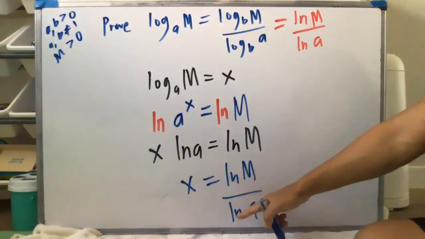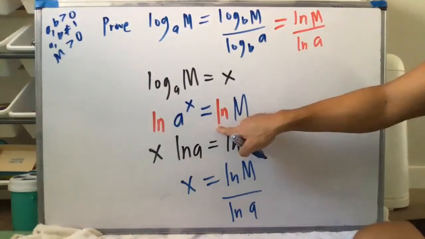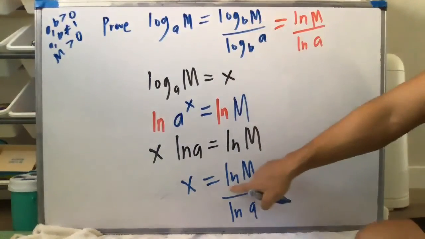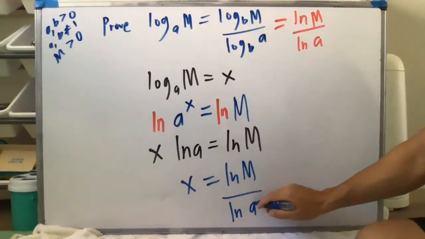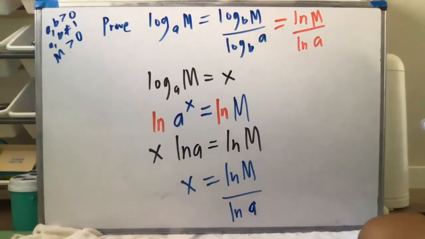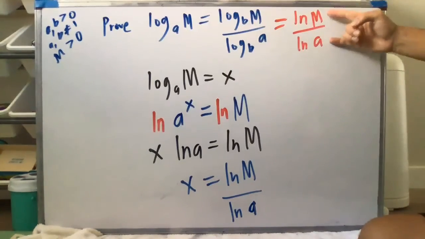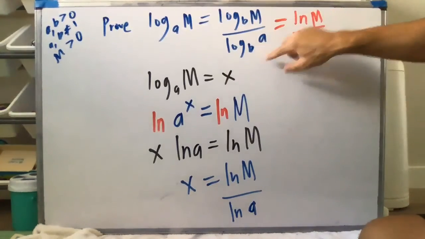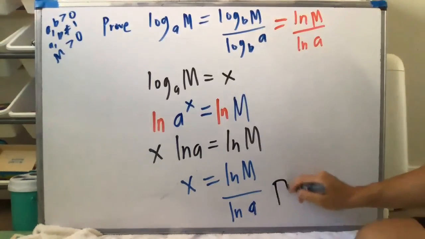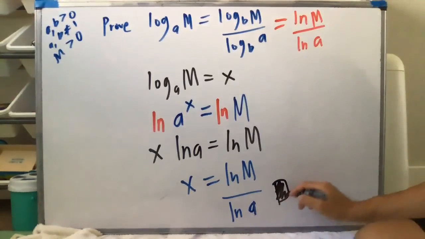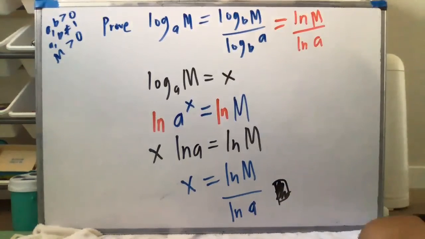Now I could replace ln if I wanted to. Instead of using ln here, I could have just as well done log base b, and this would have been log base b of m over log base b of a, the same idea. We technically proved this red one, but really it's the same proof as this one if I just replace ln with log base b. And so there, that's the end of the proof. This is just a justification for why we can apply the change of base formula that we've been using. Okay, that's it.